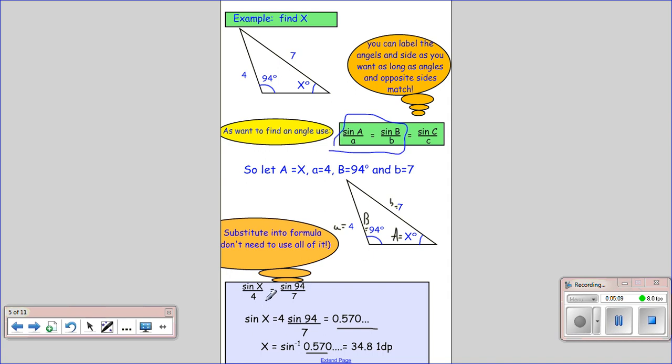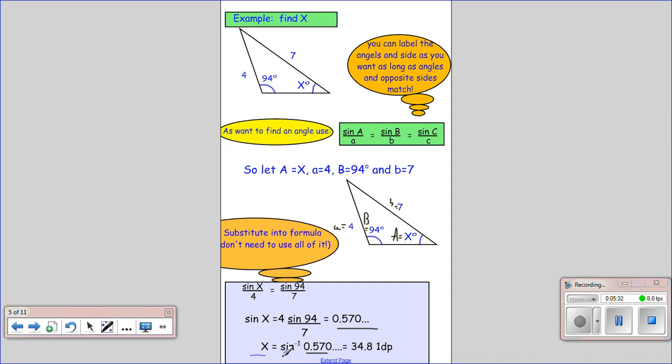So that's going to give me sine of A, which is sine x, over little a, which is 4, equals sine of 94 over B, which is 7. Put it in my calculator, and I get the value for sine x after rearranging. Now I want to find x, so I use the sine to the -1 button, which gets the angle out of the sine.